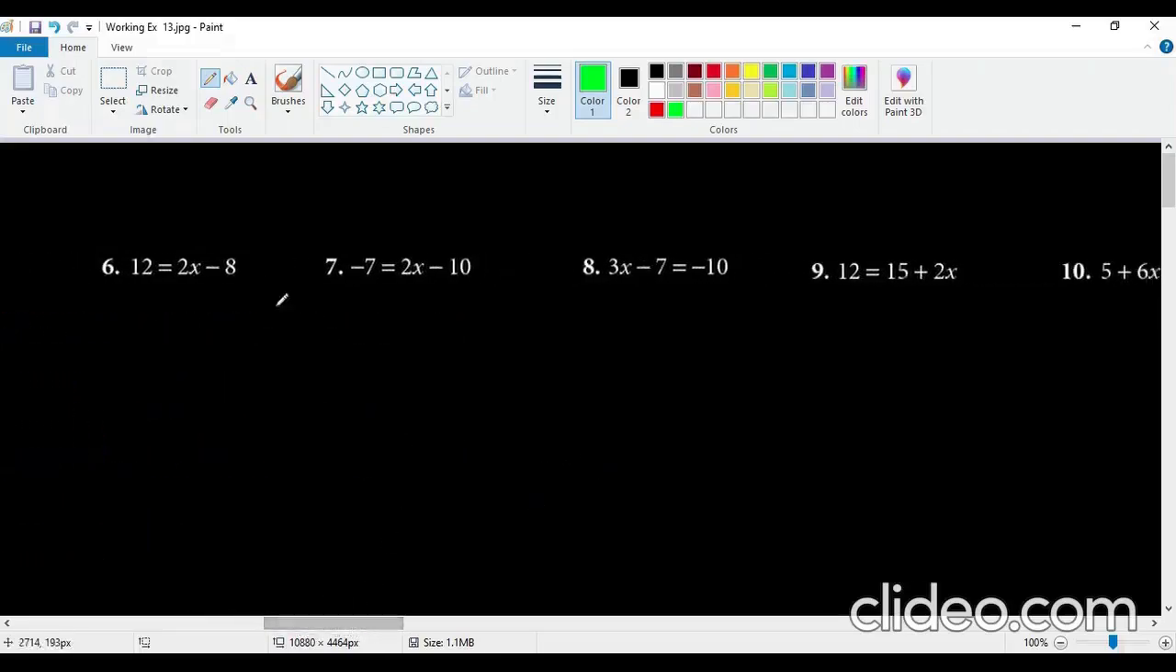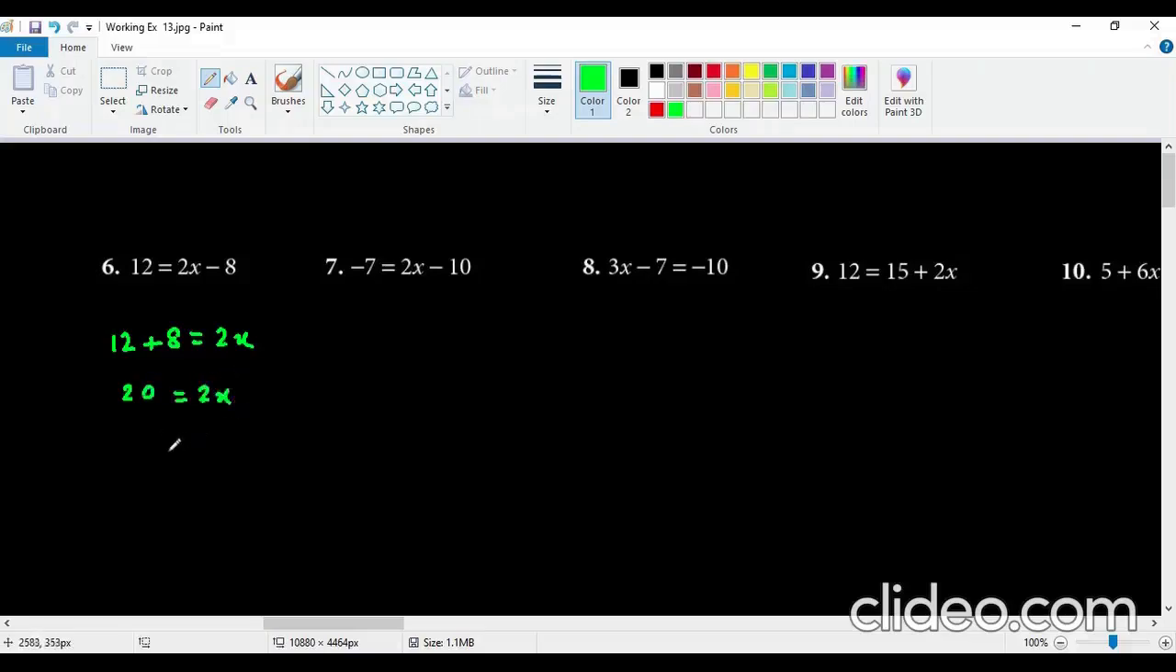When it comes to question number 6, it is saying that 12 minus 8 will come to this side and becomes a positive 8. Something like this gives you 2x. 2x remain here, never changes, and 12 plus 8 is going to give us a 20, which is equals to 2x.